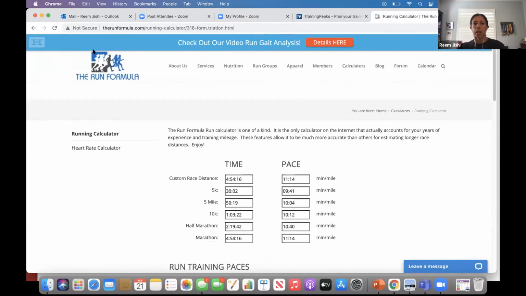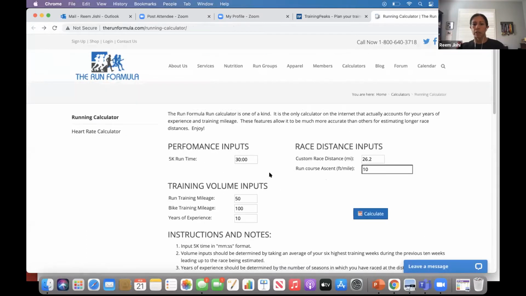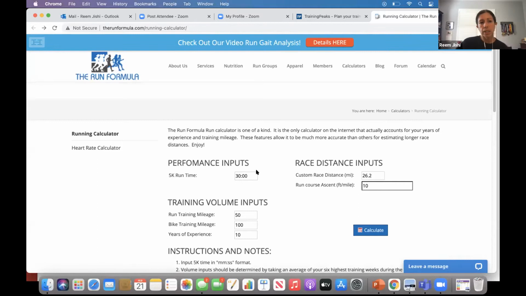So this is interesting to use from a pace standpoint, and what I think is different about our pace calculators versus some others, and there are a lot of different run calculators out there, is that the QT2 Systems one factors in cross training, experience, and volume. And so the longer your race distance is, the more difference you'll start seeing here.